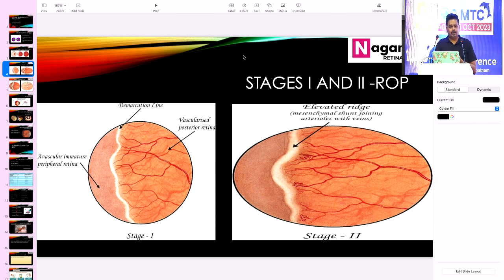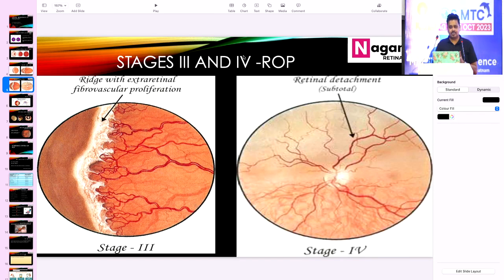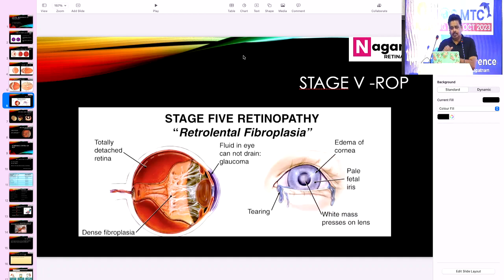Stages and their updates, the first one remains the same. In stage 1, a clear-cut line develops between the vascular and avascular retina. In stage 2, a ridge-like structure develops. In stage 3, a fibrovascular structure develops from the ridge. And in stage 4, subtotal retinal detachment develops.